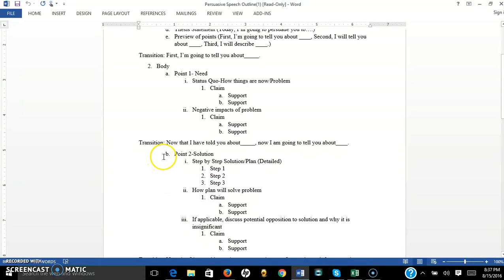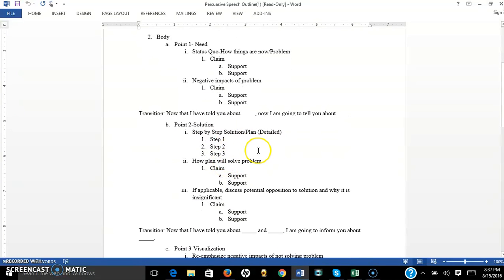Then in your main point 2, you're going to be providing us a solution. I want you to give us a detailed plan on how you want to solve the problem. If you're wanting us to contact our legislators, I want you to pick specific legislators and give us the directions on how you want us to contact them, whether it's their email address or their phone number or what have you. But you need to be specific and you need to be detailed on the steps.